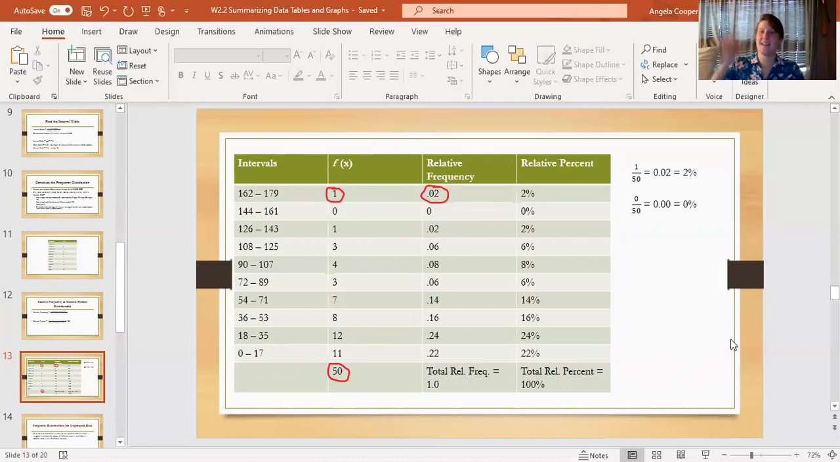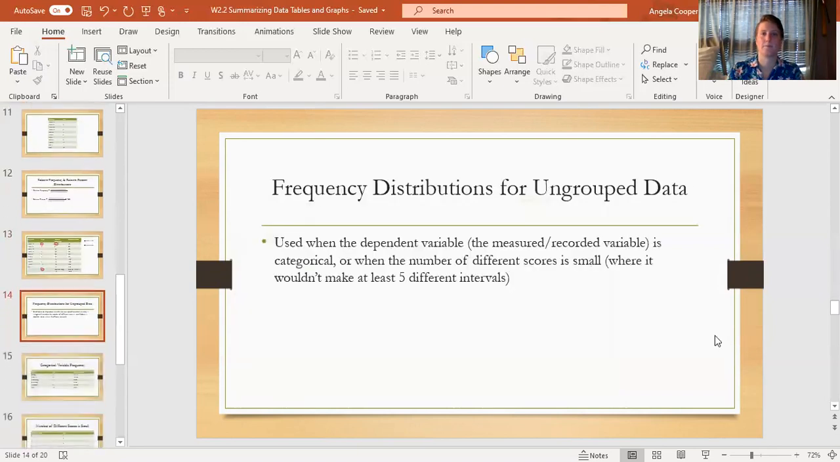and a relative percent of 2%. And that comes back to what we started with this lecture, where I was having you convert the decimals to percentages and vice versa. This is the first instance where we're dealing with that. So you can do that for all of these, as I already have, and you're going to get how this is laid out. Pretty simple.